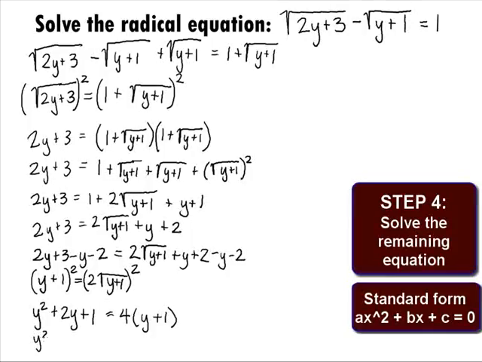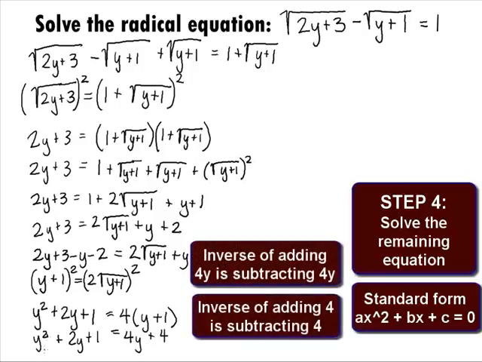Looks like we need to distribute the 4 times the y plus 1, and when we do this, we get y squared plus 2y plus 1 equals 4y plus 4. It looks like we need to move the 4y and plus 4 by doing the inverse operations of subtracting 4y and 4 from both sides, which will give us y squared plus 2y plus 1 minus 4y minus 4 equals 4y plus 4 minus 4y minus 4.